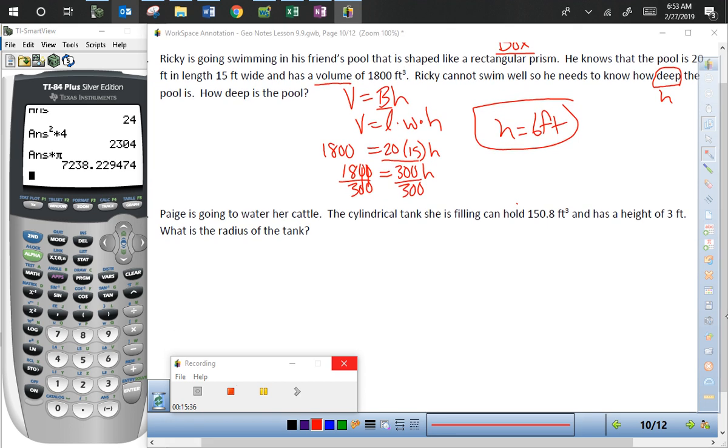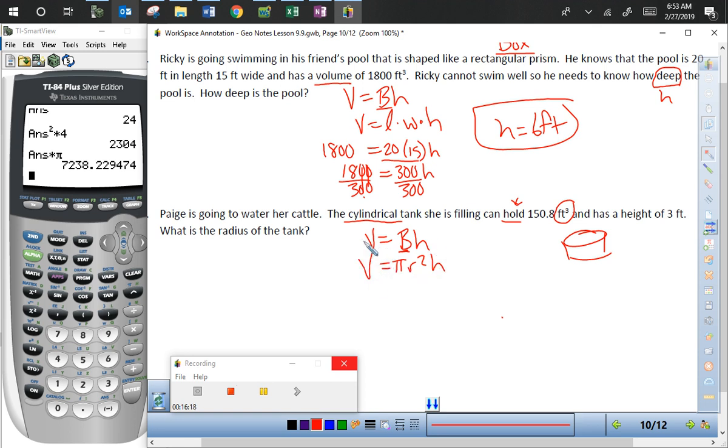Alright. The next one, it says Paige is going to water her cattle. The cylindrical, okay, so that's like a cylinder, tank she is filling can hold 150.8 feet cubed. Then it has a height of 3 feet. What is the radius of the tank? So again, we have to figure out which formula we're using. Okay, we're looking just at cylinder, and then over here you'll notice it says the word hold, but it also gives you this label as feet cubed. Both of those things tell us volume. So volume is area of the base times the height again, but for a cylinder, the base is a circle, so that goes pi r squared for the area of our base.